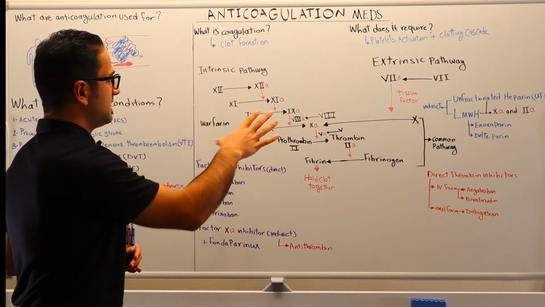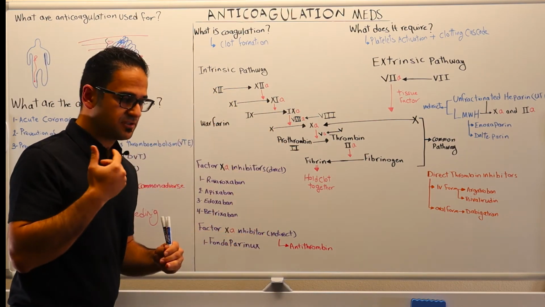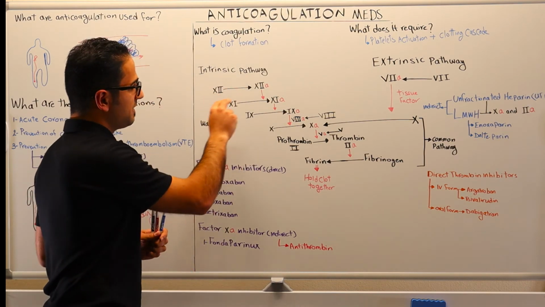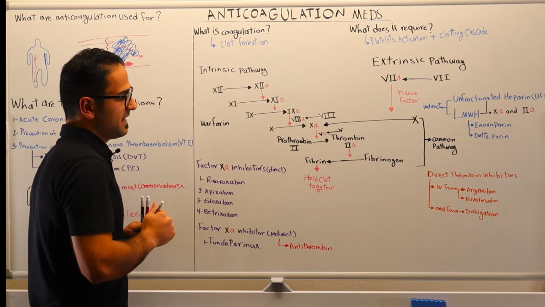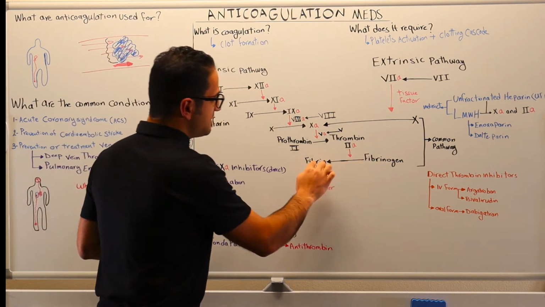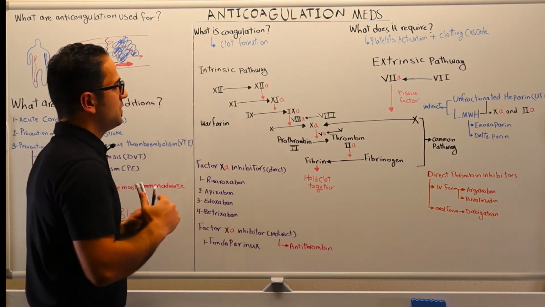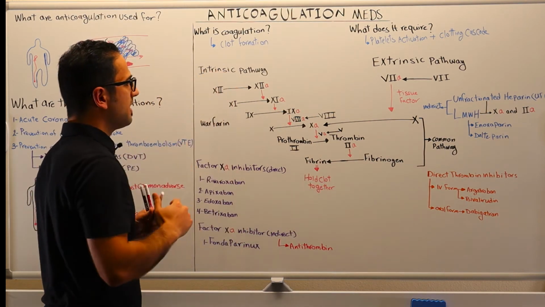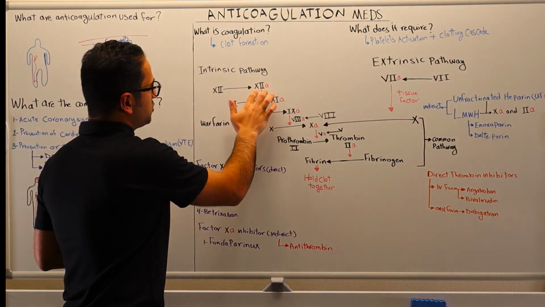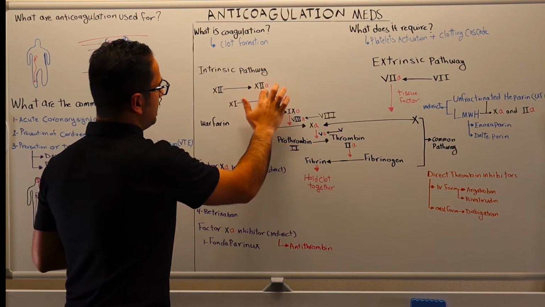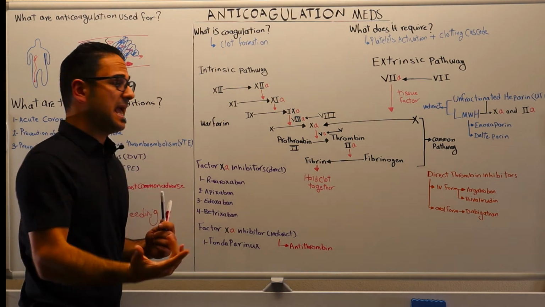In these pathways, basically there are factors, and these factors are proteins. Each one of them activates the other one in sequence in order to finally convert fibrinogen to fibrin, which holds the clot together. So, starting with the intrinsic pathway, factor 12 gets activated to factor 12A, indicated with the A, and this means the factor has been activated.